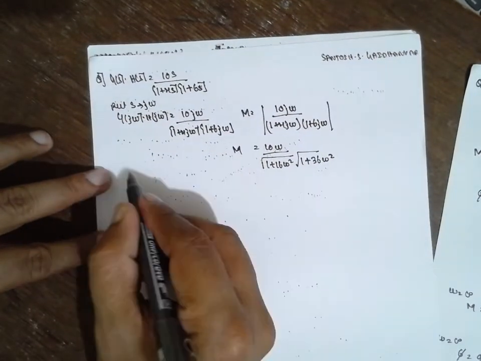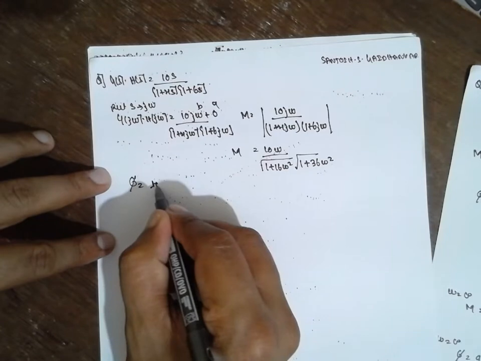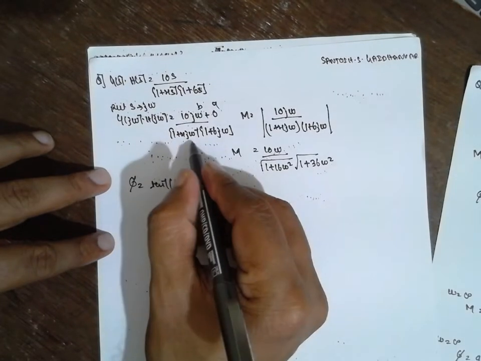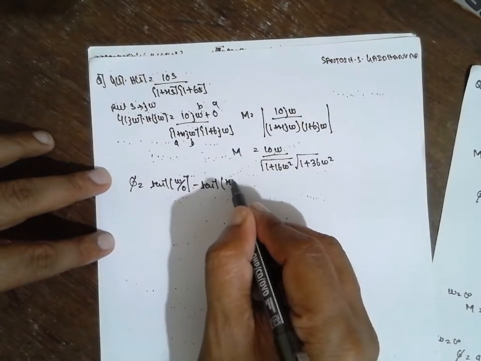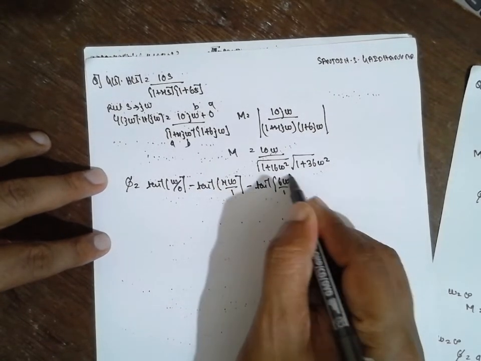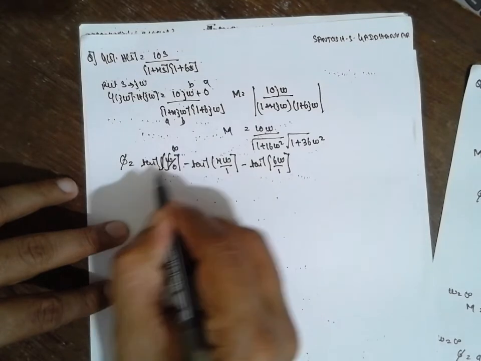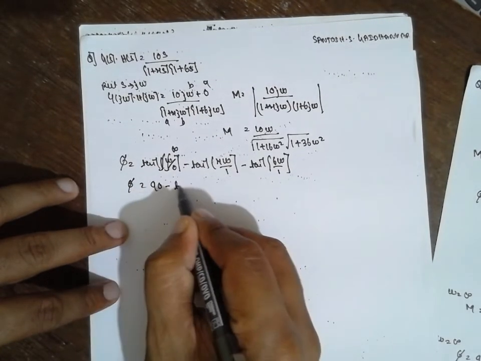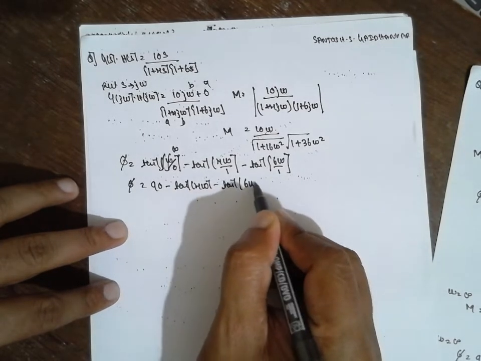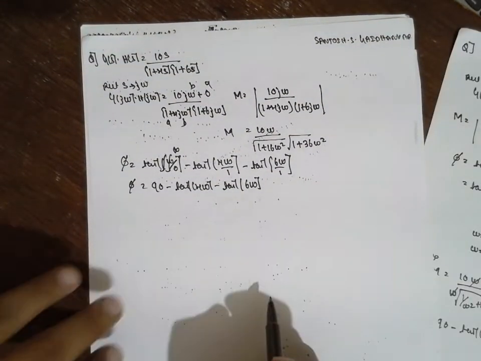Next, for phi, phi will be plus 0 here. That is tan inverse b by a, omega by 0, minus tan inverse 4 omega by 1, minus tan inverse 6 omega by 1. This becomes infinite. Tan inverse infinity is 90. Phi will be 90 minus tan inverse 4 omega minus tan inverse 6 omega. Now I am drawing the table here.